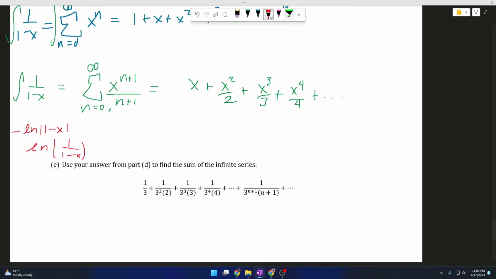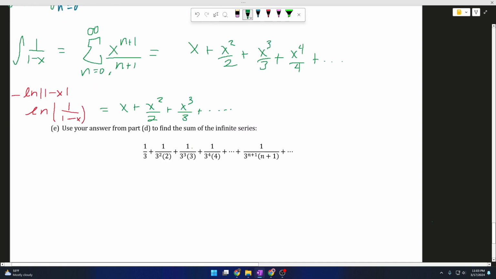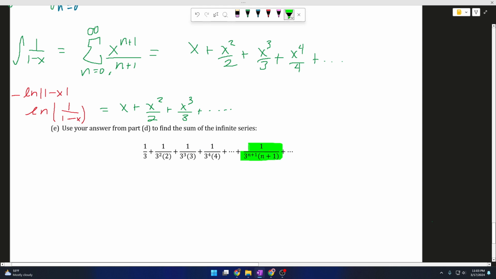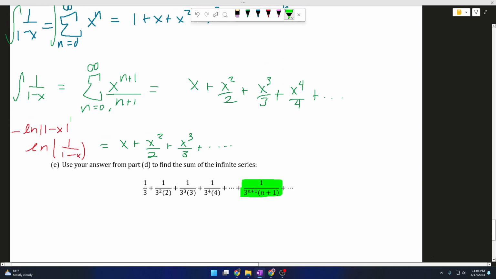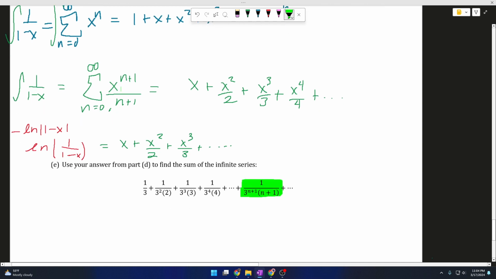But what we've learned is that this value here is equal to x plus x squared over 2 plus x cubed over 3 plus dot dot dot. And it says use this answer to find the sum of this infinite series. So we're using the representation that fits us best. Here is what we are given. And we want to try to find a way to match that up to something we have. Once again, I think this is probably the easiest representation here.